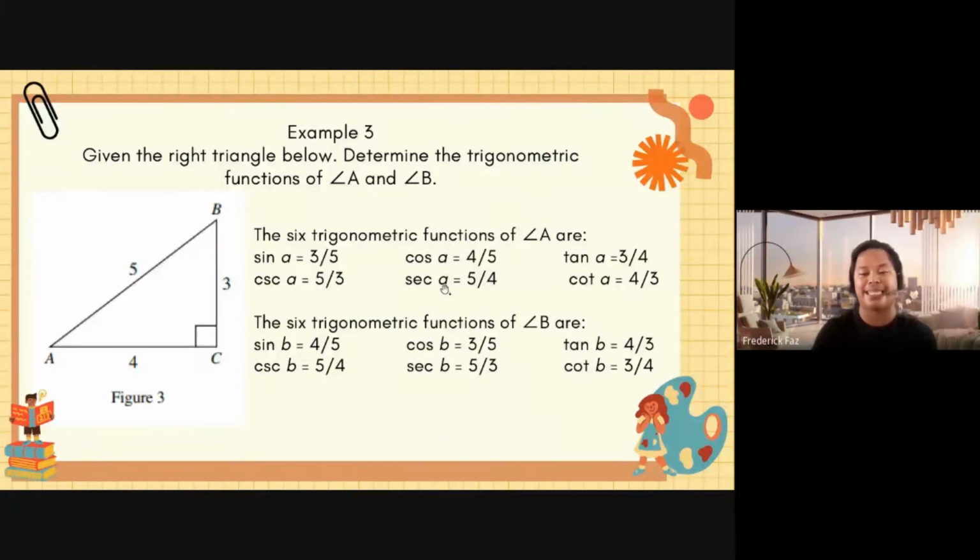So to get the value of secant A, we need to take the reciprocal of 4 over 5. For tangent A, so the opposite over adjacent, 3 over 4. And take the reciprocal of 3 over 4 to find the value of cotangent A po.